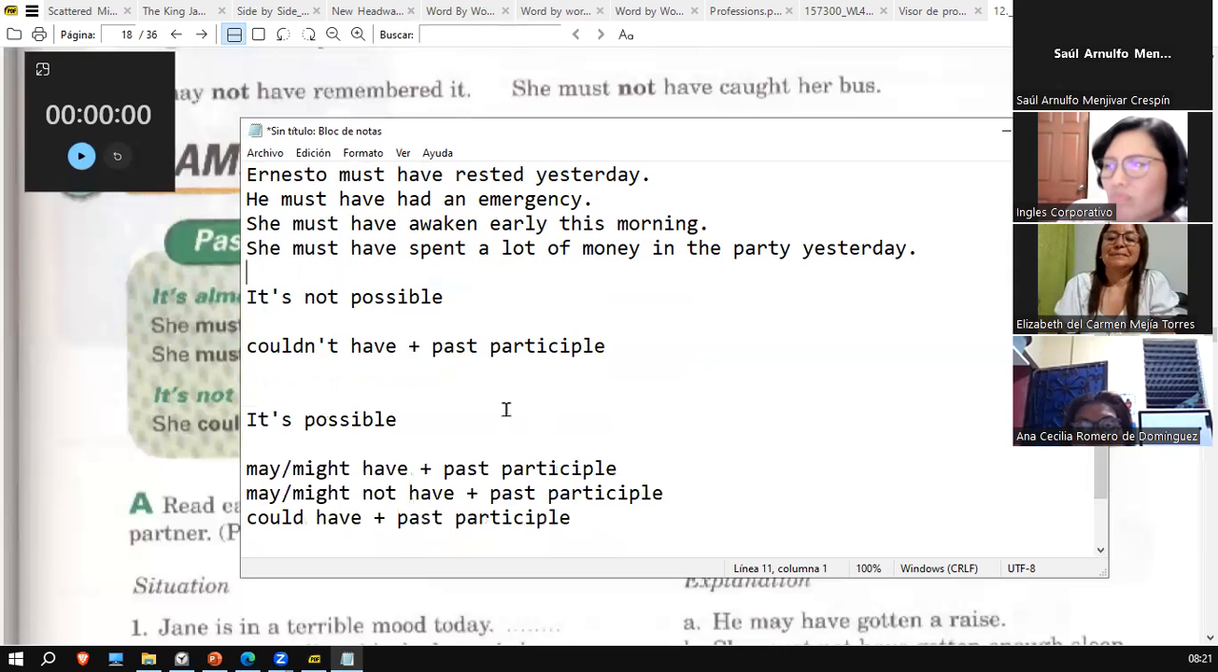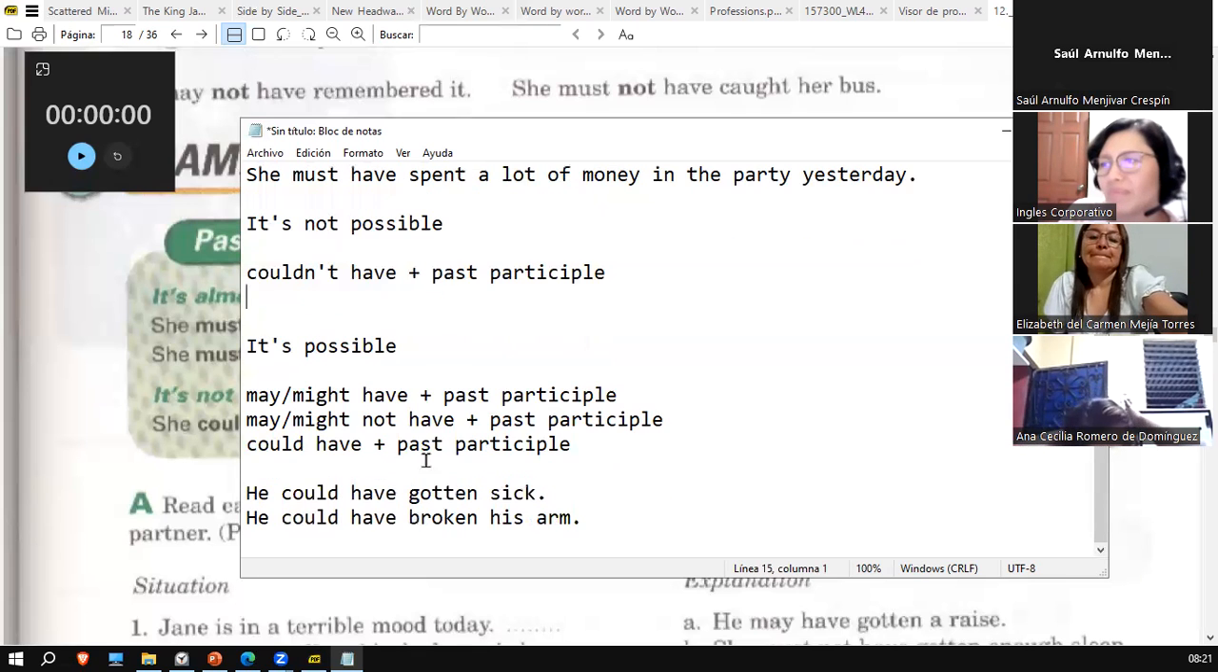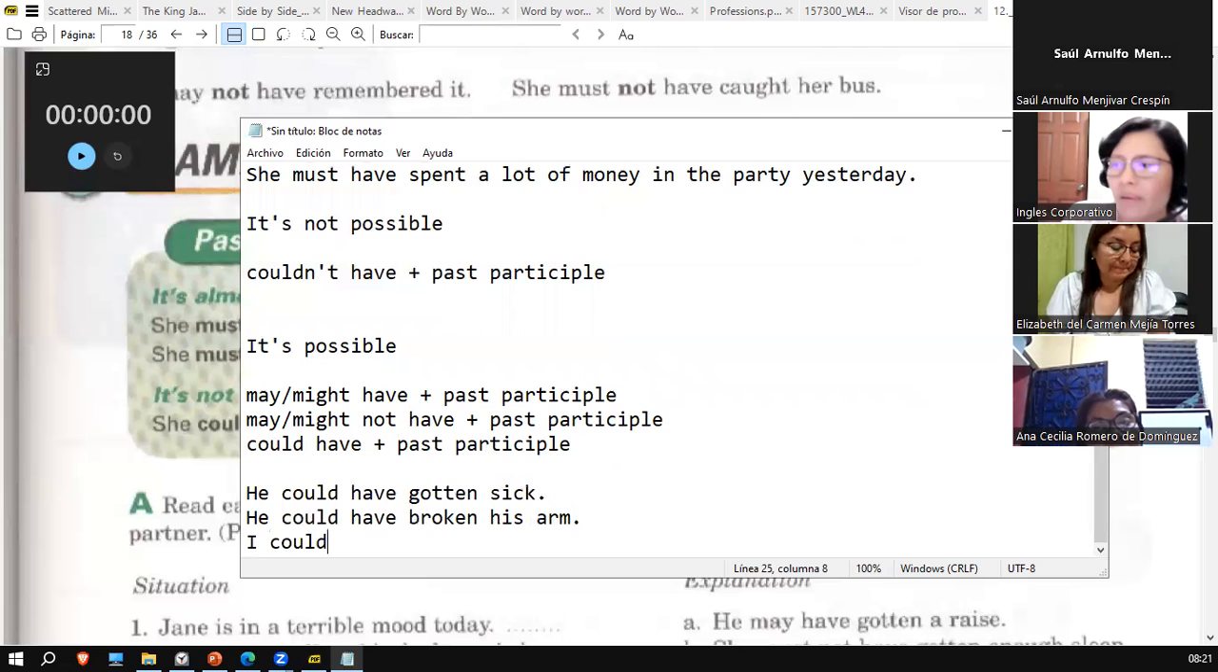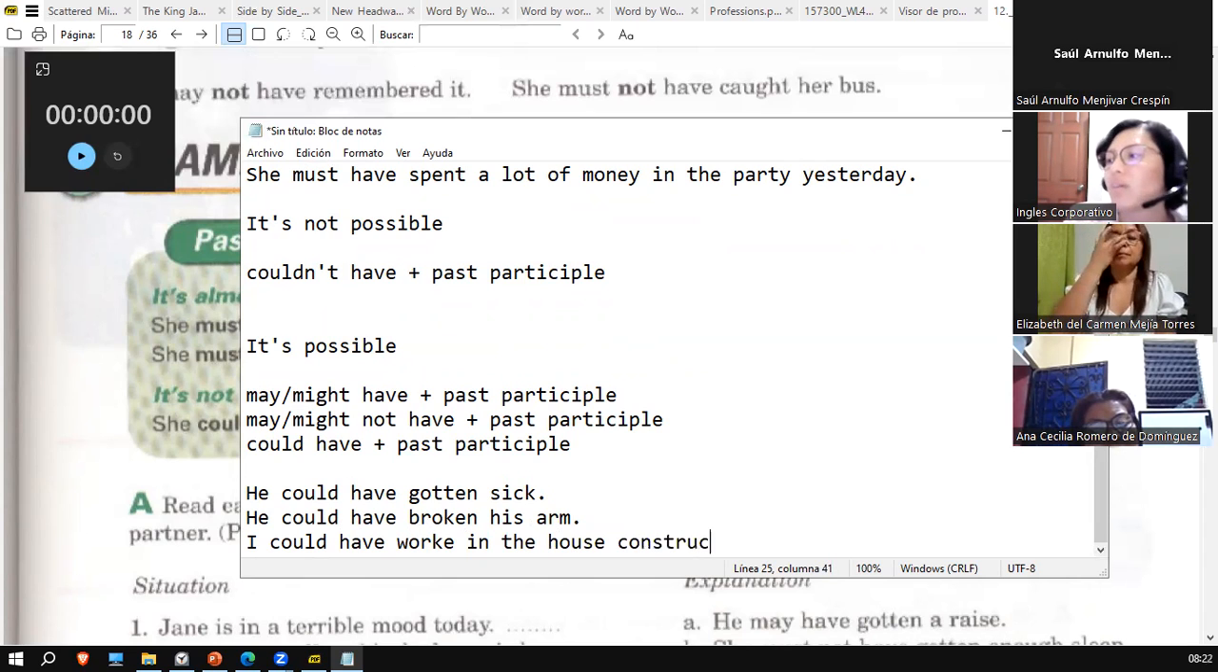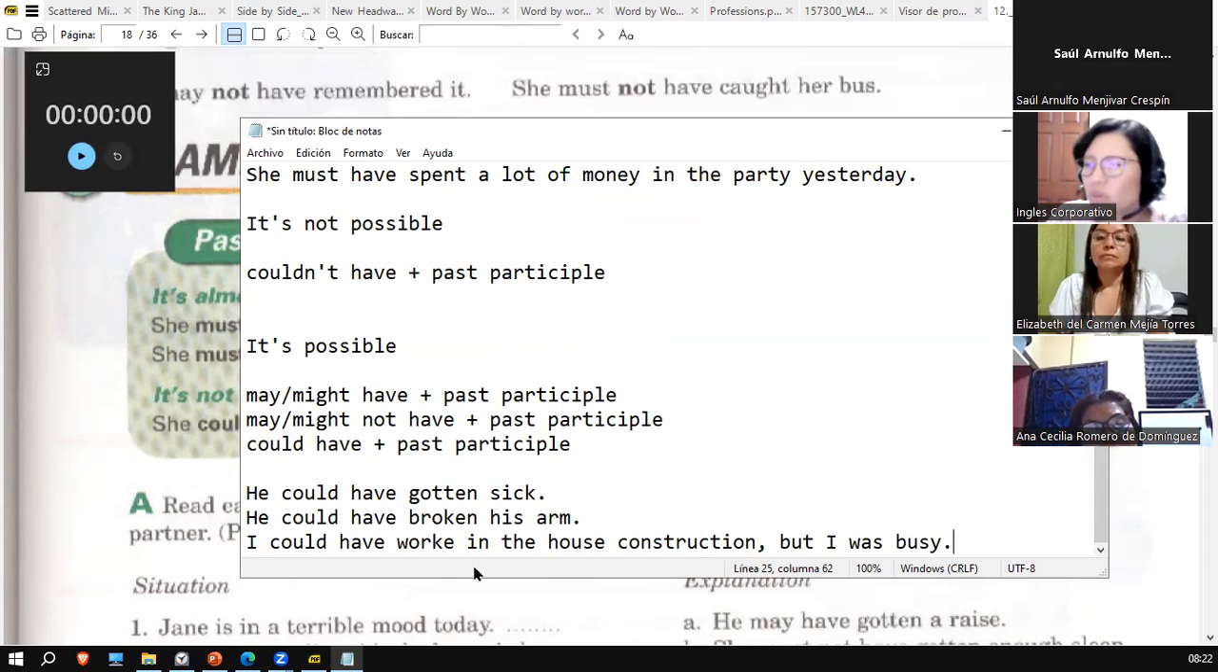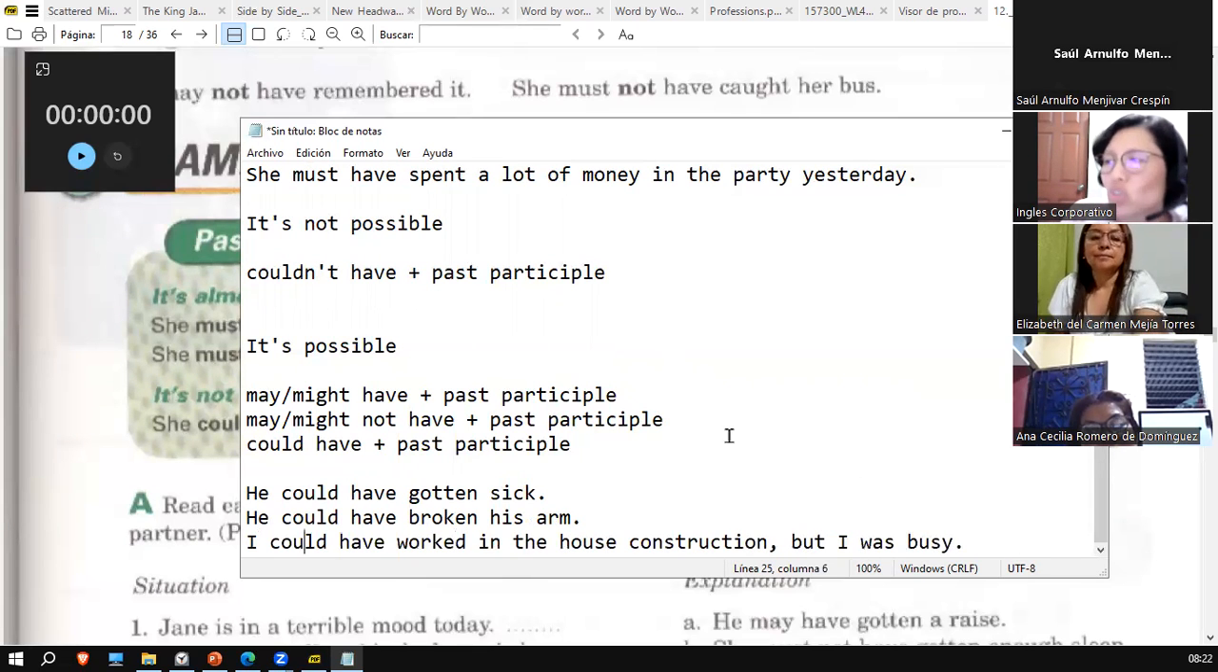Okay. She could have... No, okay. I could have worked on building my house, but I was busy. Okay, I could have worked in the house construction. Yeah. Okay, in the house construction, but I was busy, right? I was busy, yeah. Very good, okay. So I could have worked. I'm sorry, worked. Thank you. I could have worked in the house construction, but I was busy. Very good. Thank you very much. Do you have another example? No, it's all. No. Thank you.